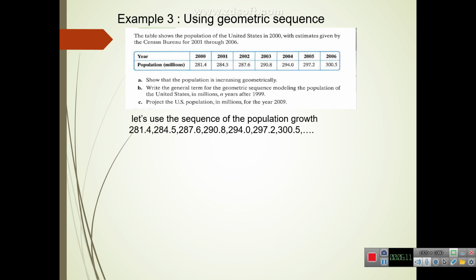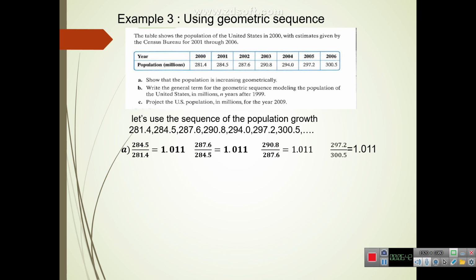To check, we need to find the ratio of each consecutive terms. For example, the ratio of the second to the first will be approximately 1.011, and the ratio of the third term to the second term will also be approximately 1.011, and so on. So this means that this is a geometric sequence. Why? Because there is a common ratio in the sequence.